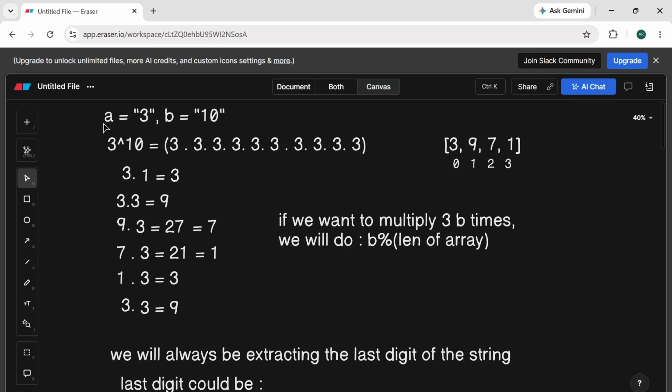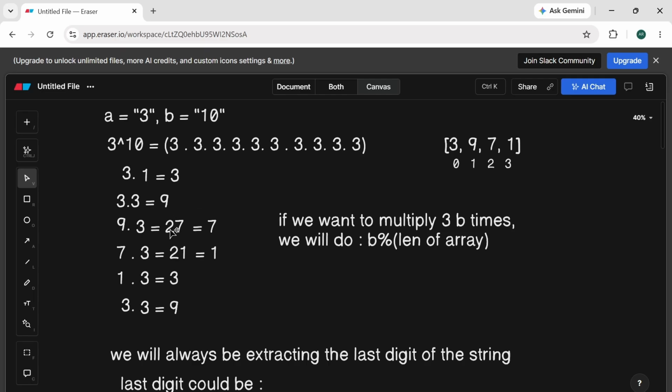So let's look at the first example. Here a is 3 and b is 10. So how can we write 3 raised to 10? This is 3 written 10 times. Now we need to find the last digit. So first is 3 only. Then I'll multiply 3 into 3, so 3 into 3 is 9. Then I'll multiply 9 into 3, so that would be 27.